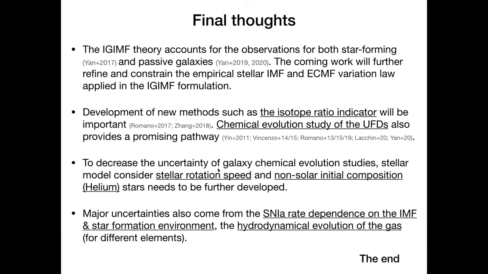For galaxy chemical evolution studies, to decrease the uncertainty, stellar models considering, for example, stellar rotation and a non-solar initial composition still need to be developed. Other major uncertainties come from the type Ia supernova rate. It may vary as a function of IMF and the star formation environment. And also the hydrodynamic evolution of the gas is very uncertain. And that concludes my talk, and I'm open for questions.